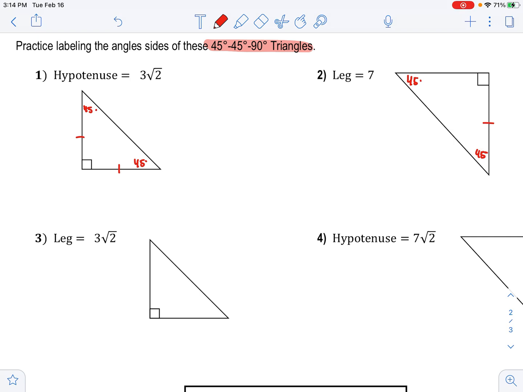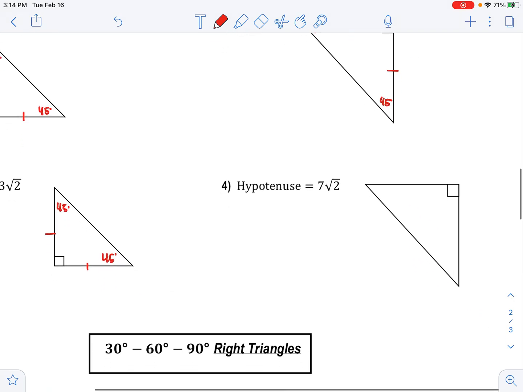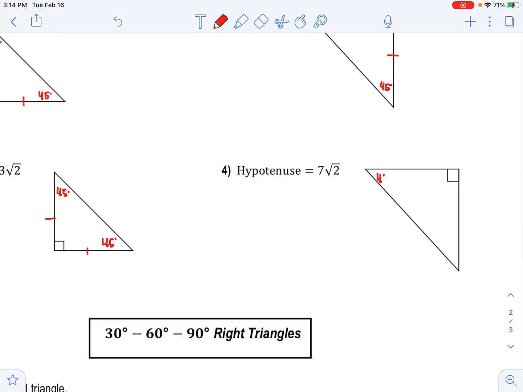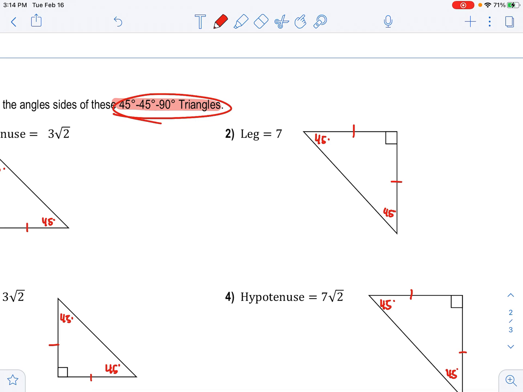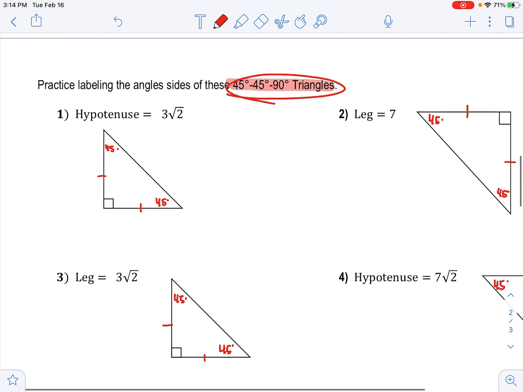This is 45, 45 degrees, and these two sides are congruent. 45, 45, two congruent sides. 45, 45, two congruent sides. Now, why was I able to do that? Because it says so right here. All right, now I'm going to find the sides because I found all the angles.